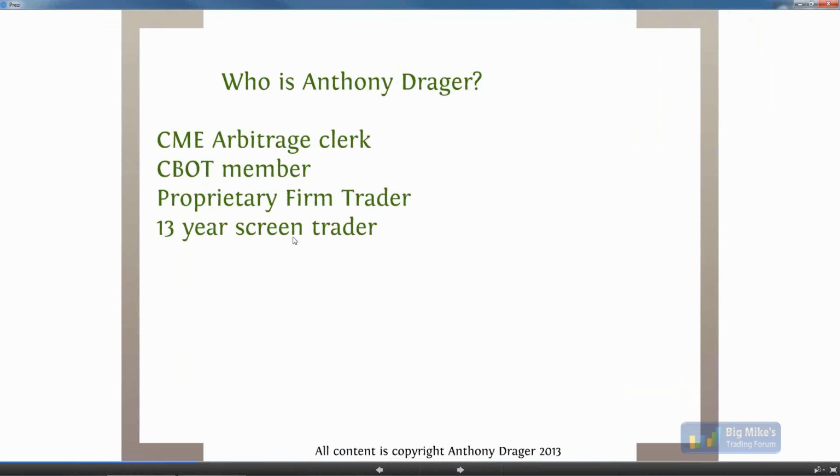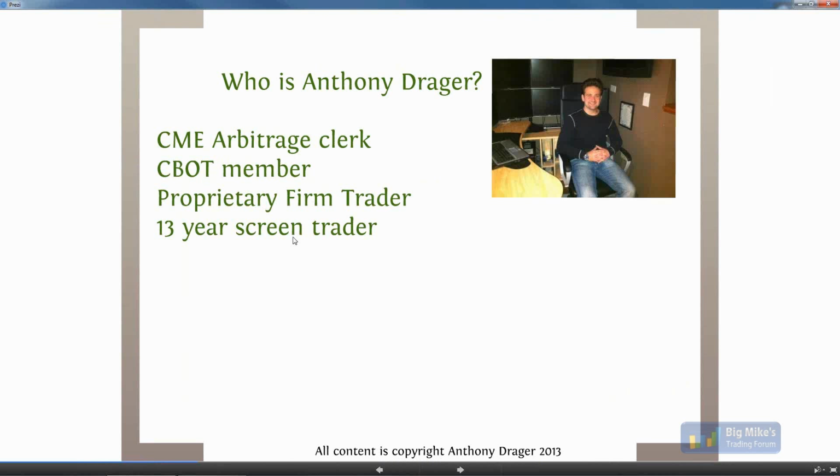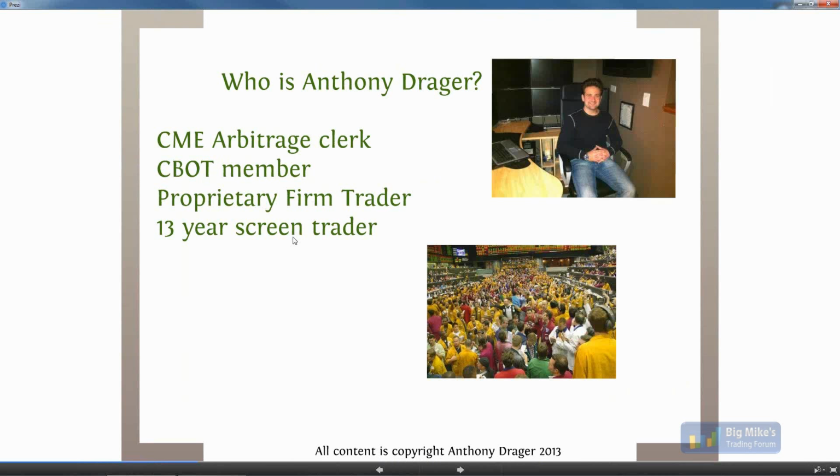A little bit about me. I'm not going to bore you with my bio, but I've been on the floor as a clerk from 96 to 99. I'm a Board of Trade member. That's me in the upper right. Prop firm trader, April 2000. Been trading on the screen for 13 years.